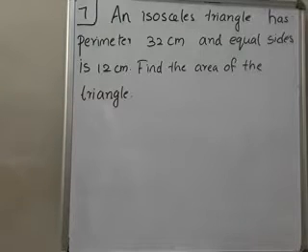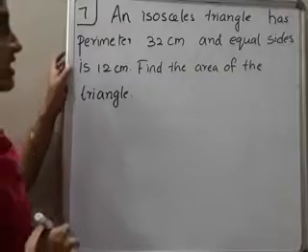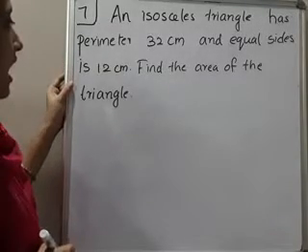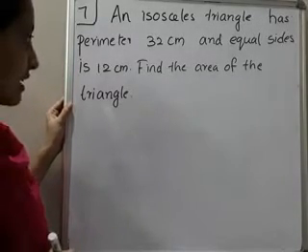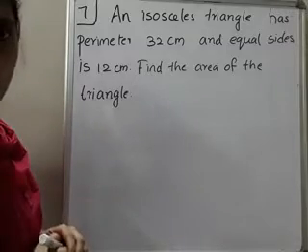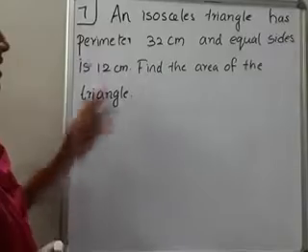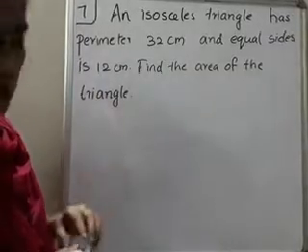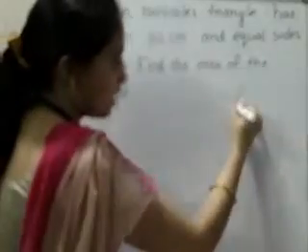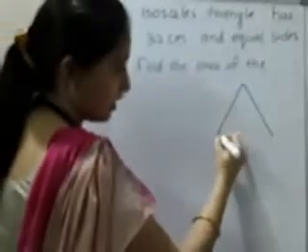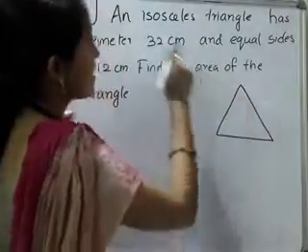The question is: an isosceles triangle has perimeter 32 cm and equal sides of 12 cm. Find the area of the triangle. Okay, so only the perimeter and the equal sides are given. That's all. So what you have to do is draw a triangle first, an isosceles triangle.